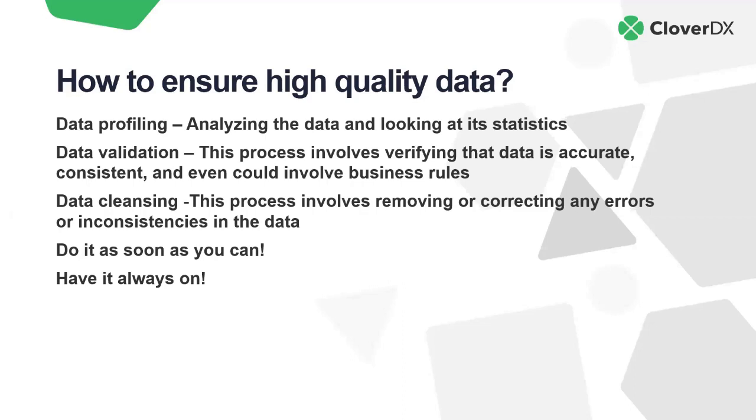Once we identify through profiling and validation any bad records or data loads, then we're going to do some data cleansing, right? And this process essentially involves removing or correcting any errors or inconsistencies in the data, right? So at the very least, you're going to ensure that all the good records get processed, and maybe stop all the bad records and add them to a work queue or an error queue where you can individually go back and fix those errors.